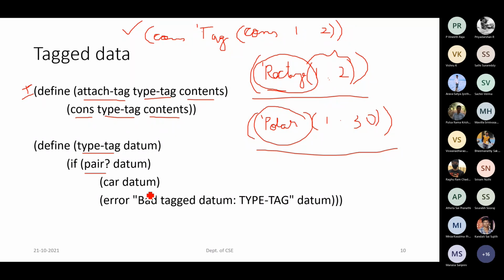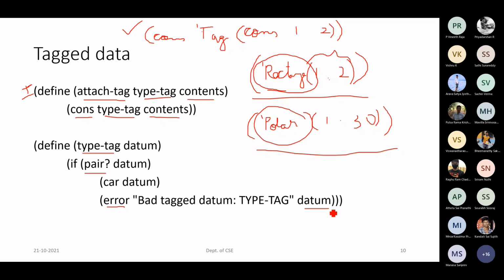If it is not a pair, then it is understood that the content we have passed is not in complex number format. So we can directly say that there is no type tag. You can just raise an error message by passing that argument. To raise an error message, you can use a predefined procedure, which is error. Within double quotes, whatever you write will be displayed, followed by any value you want to pass, which you can also pass.